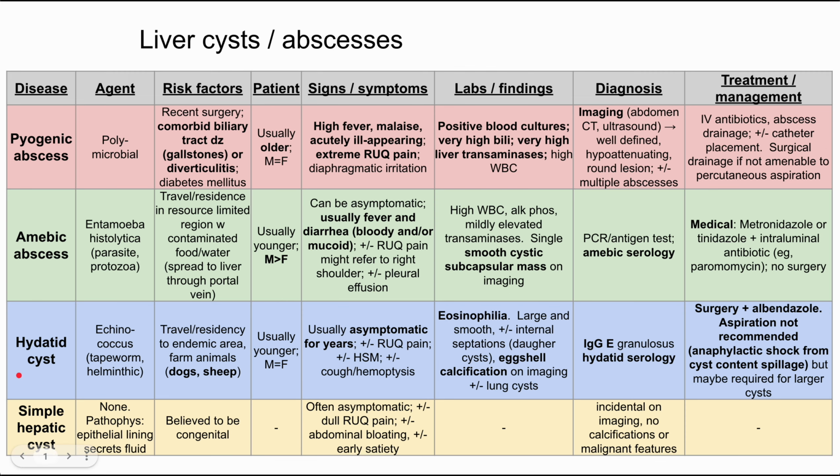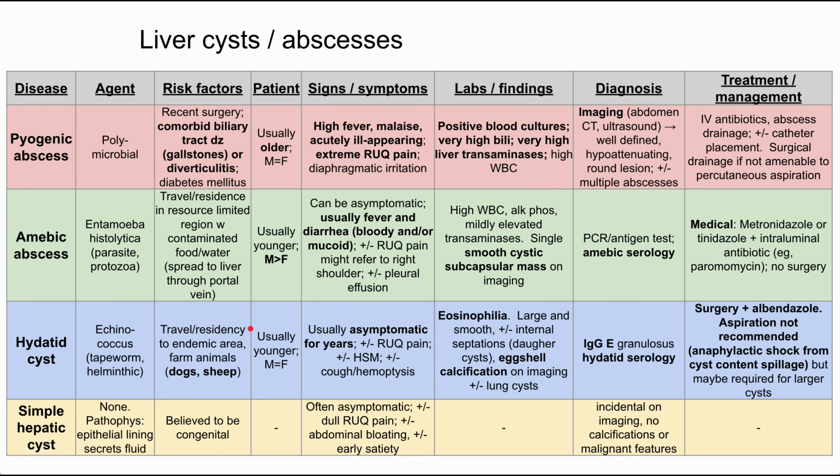Next is hydatid cyst. The agent here is Echinococcus. This is a tapeworm, so this is a helminthic infection. The risk here is travel or residency in an endemic area and interaction with farm animals. It's in dogs and sheep. So a prompt or a patient might tell you that they've had dogs for 20 years, or they worked on a farm in a rural area and worked with sheep.